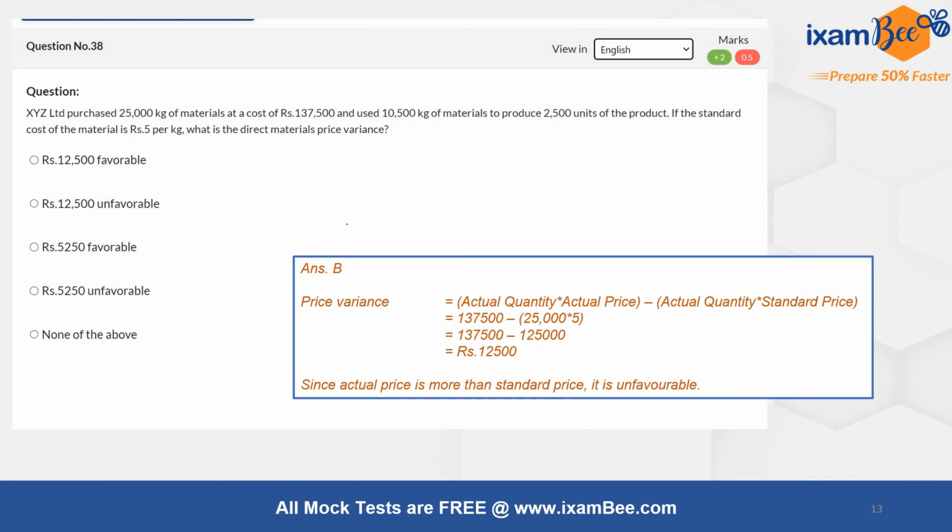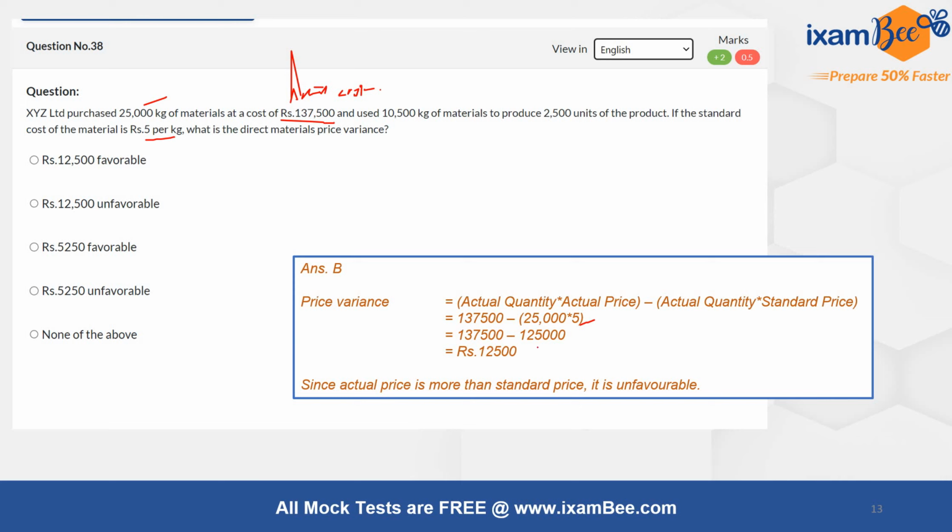Now direct material price variance we know is given by the actual quantity into actual price minus the actual quantity into the standard price. Now actual quantity into actual price I don't really need to calculate because this has been given to me here. So this is the actual cost as we had discussed, right? So my actual cost here is 1,37,500. Now actual quantity into standard price, right? My actual quantity is 25,000 because this is what I have purchased, and my standard price is given to me as ₹5.